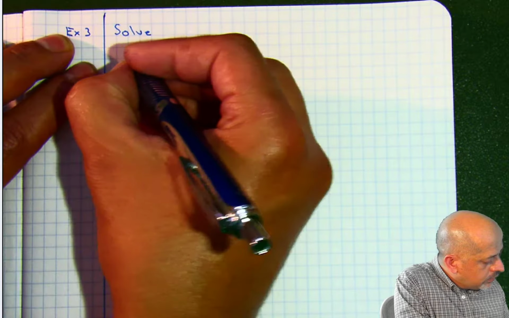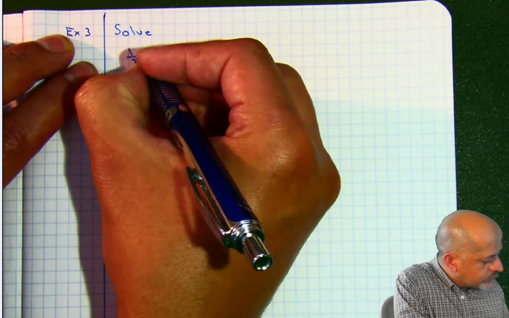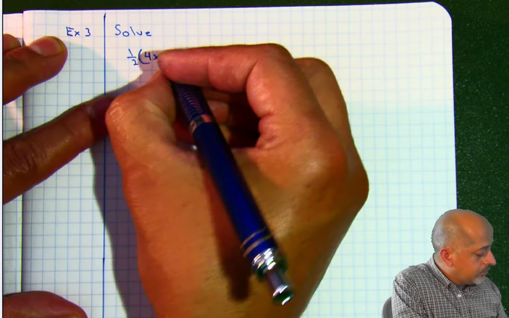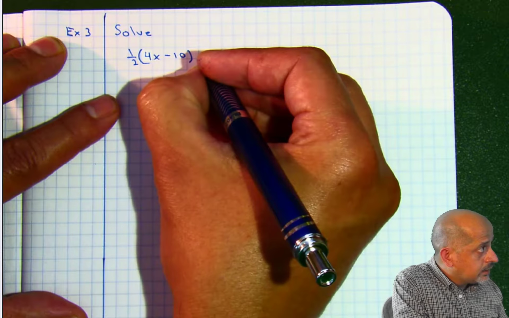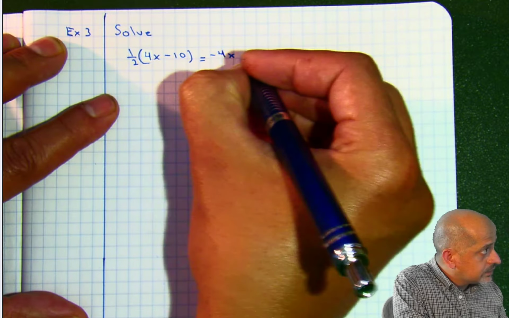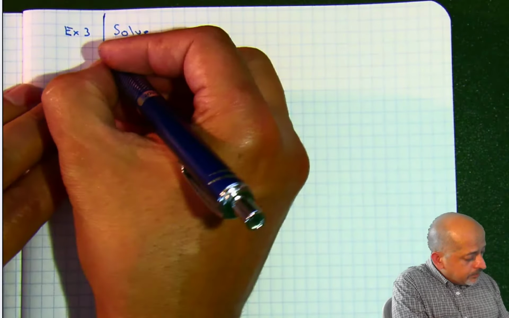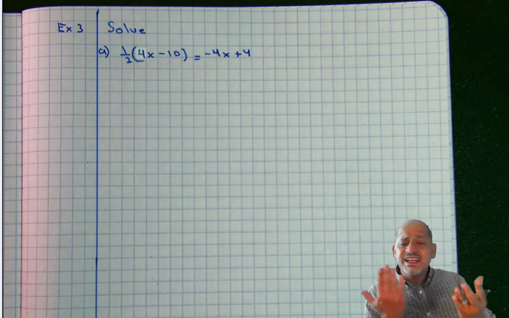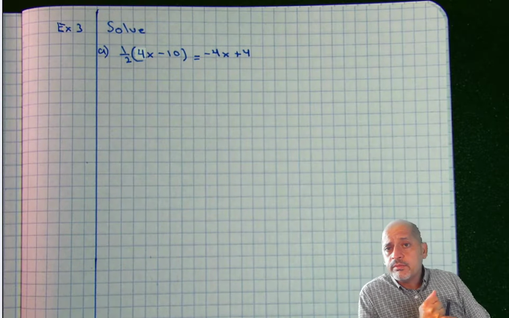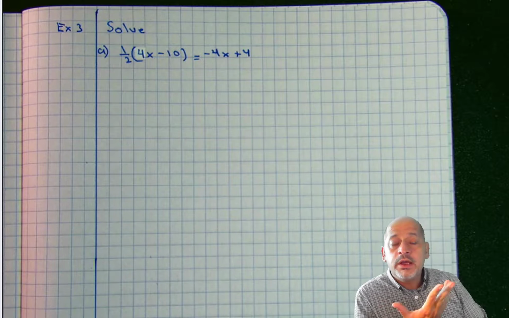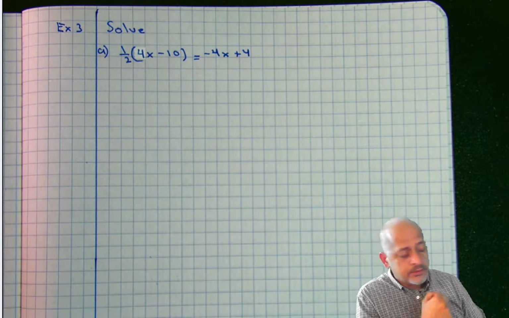We have 1/2 times 4x, so we're going to fix it, minus 10 is equal to negative 4x plus 4. And that'll be letter A. So notice that it's the same thing. What's the only difference? Correct. The only difference is that we have the 1/2 outside the parentheses. But when you have encountered problems like this, it should work out pretty nicely.